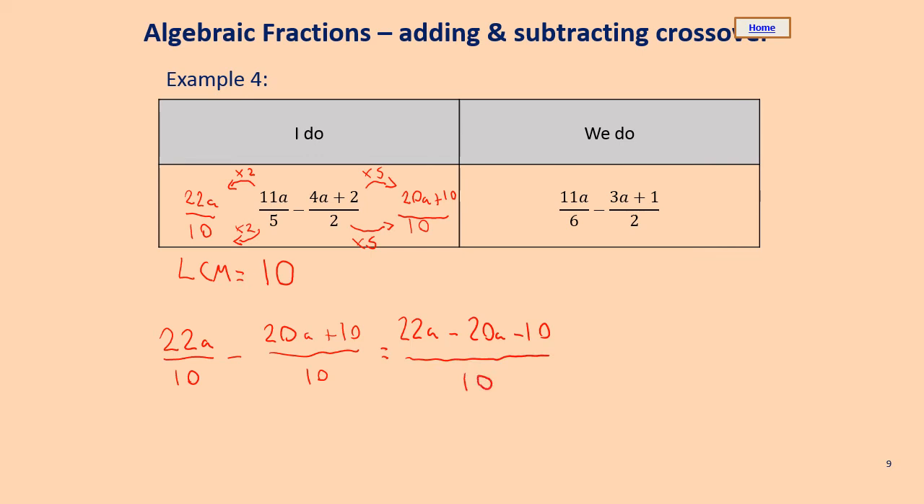So 22a minus 20a gives 2a minus 10, and that's over 10. And then this can simplify. If you divide both top and bottom by 2, that gives 1a, or just a, minus 5 over 5. And that's my final answer. So guys, please copy this one down and then try that next one for me.